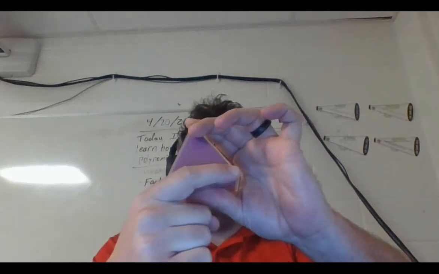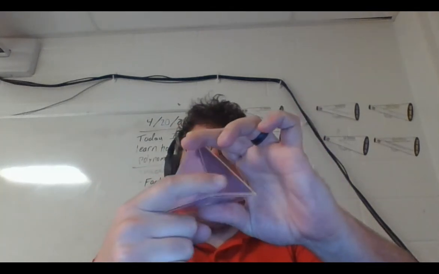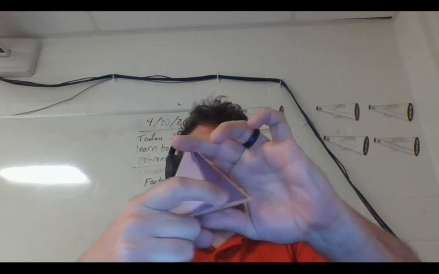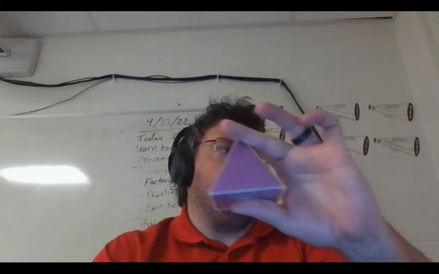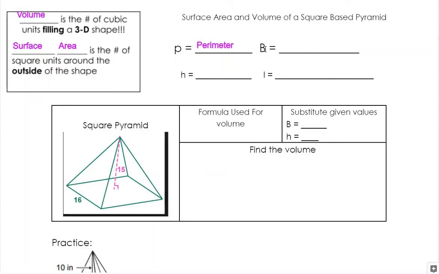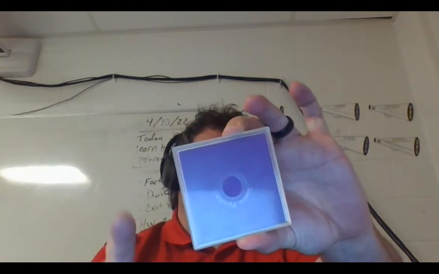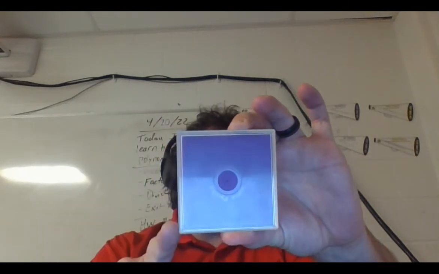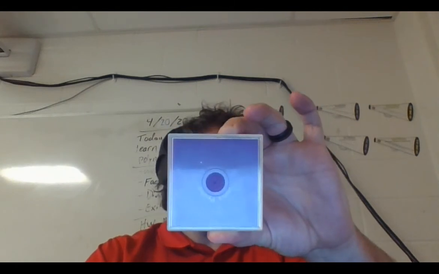To find that, I would just add up all the sides of my base. So if I could say this was 5, I would do 5 plus 5 plus 5 plus 5, and that would give me my perimeter. So perimeter is like you're walking around the bottom of that pyramid. The capital B, the uppercase B, stands for the area of the base. The base of a square pyramid is a square, right? So to find the area of a square, we do the length times the width. That gives us the area of the base, and that's the capital B.